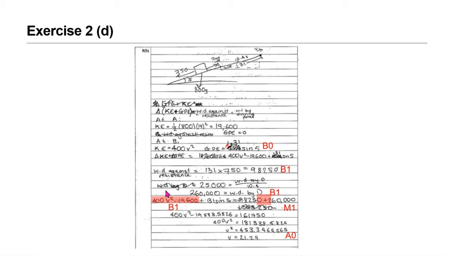Now look at where the examiner has produced a couple of highlights here. So this equation is not entirely correct. Of course, we know the 131 sine 5 is wrong. But we're trying to get a method mark here, and we know that that's what the candidate thinks is the change in potential energy. So that's not going to rule out the method mark here.